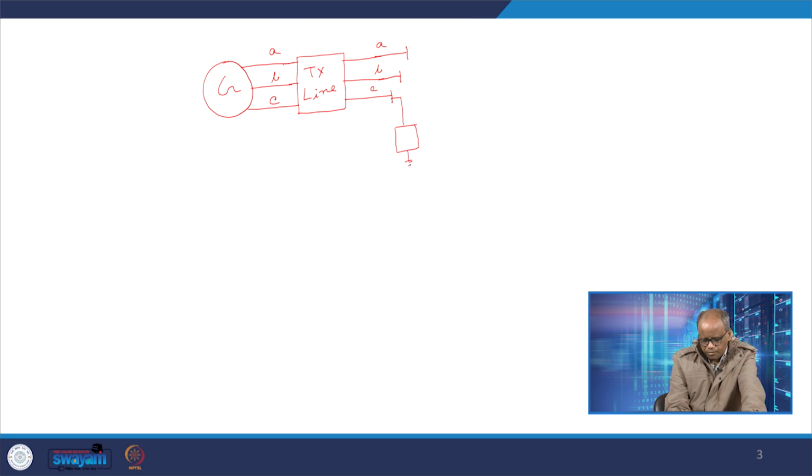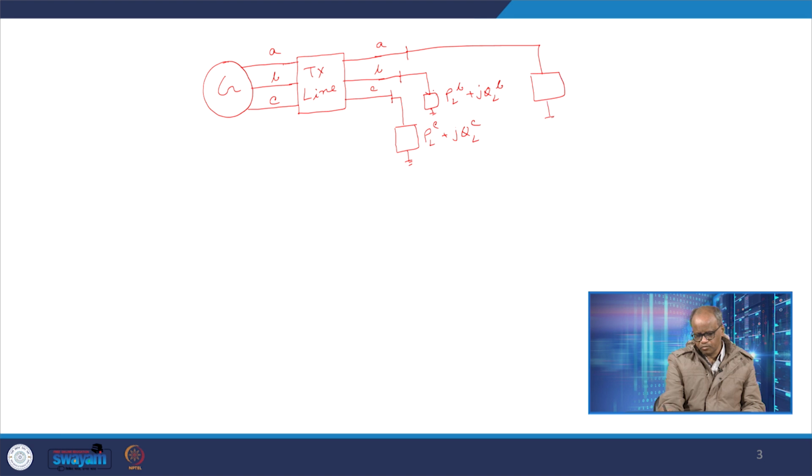I can really pre-specify, say, PLC plus jQLC. Then I can also pre-specify some load here, PLB plus jQLB, that I can again pre-specify. From here also I can pre-specify the individual load PLA plus jQLA, because these individual loads are connected, let's say, in a kind of star fashion.